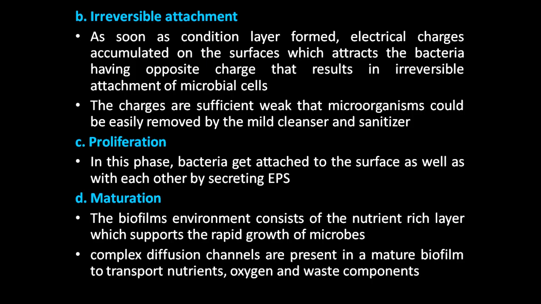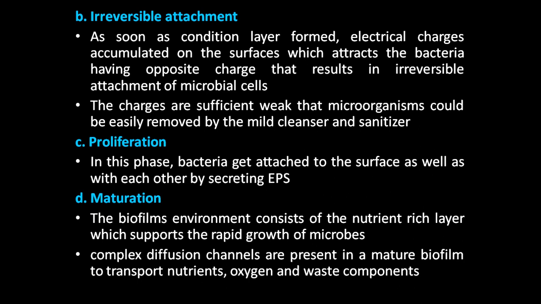So here, after the conditioning layer is formed, most of the time it will be negatively charged. This negatively charged conditioning layer will attract the positively charged organisms towards it, and the attachment is in an irreversible manner. That means they cannot be detached from that surface, but it can be detached due to some mild forces, though it is attached in an irreversible manner.